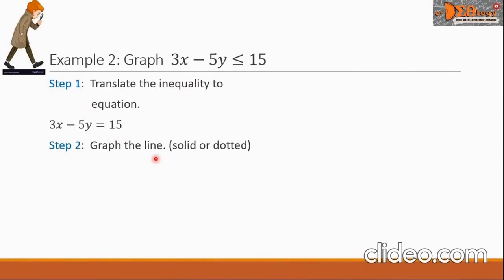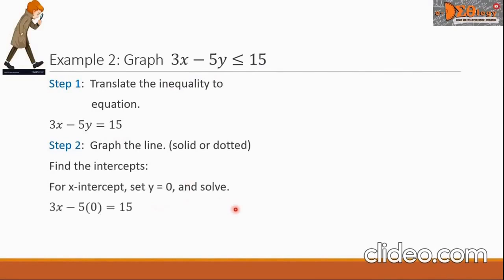It means to say, first let us find the intercepts. For x-intercept, we set y equals 0 and solve. So the equation now becomes 3x minus 5 times y, and the y becomes 0, equals 15. We can simply cancel this 5 times 0, and only 3x equals 15 comes down on the next line.